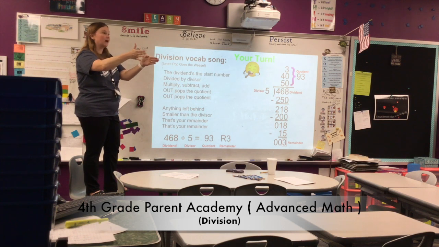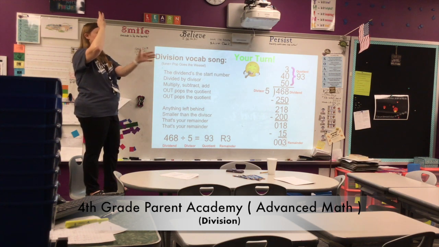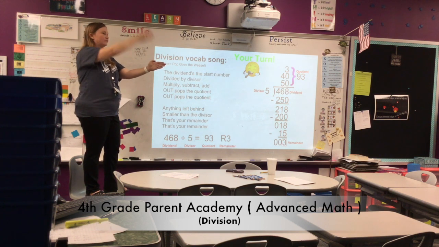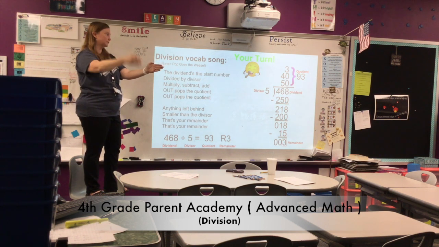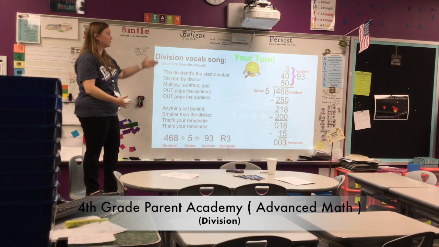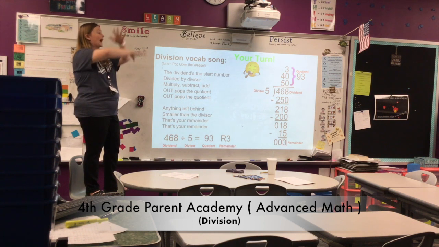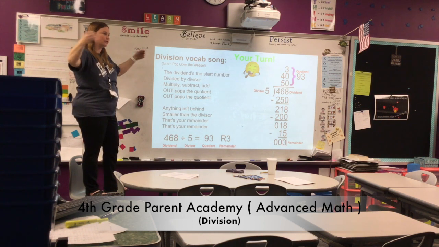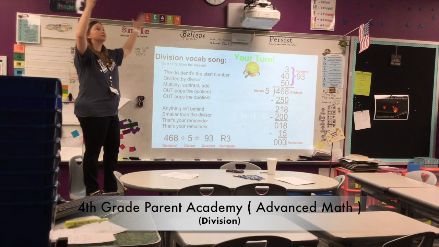Now you're dividing it by the divisor. So this becomes the divisor. You're still pretending that your dividend is here. So divided by divisor, okay? Multiply, subtract, add, okay? That just represents all the things that we have to do, right? Okay, out pops the quotient. So quotient is your answer. It goes up top, right? So out pops the quotient, it's up here.